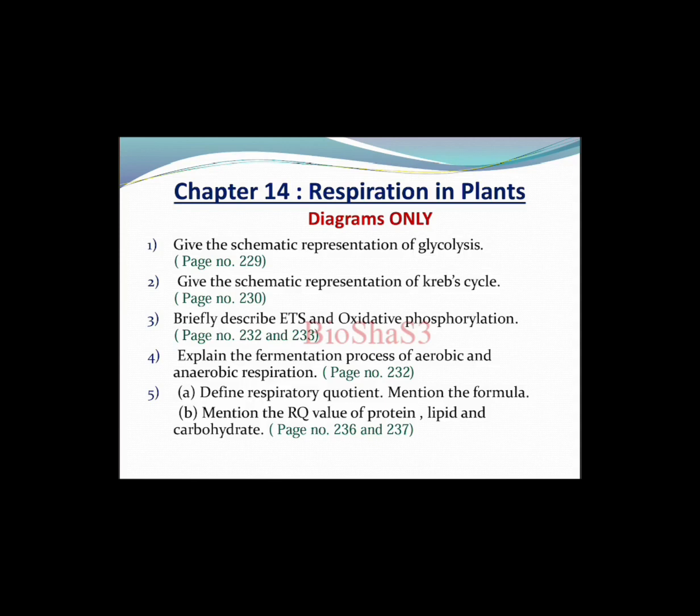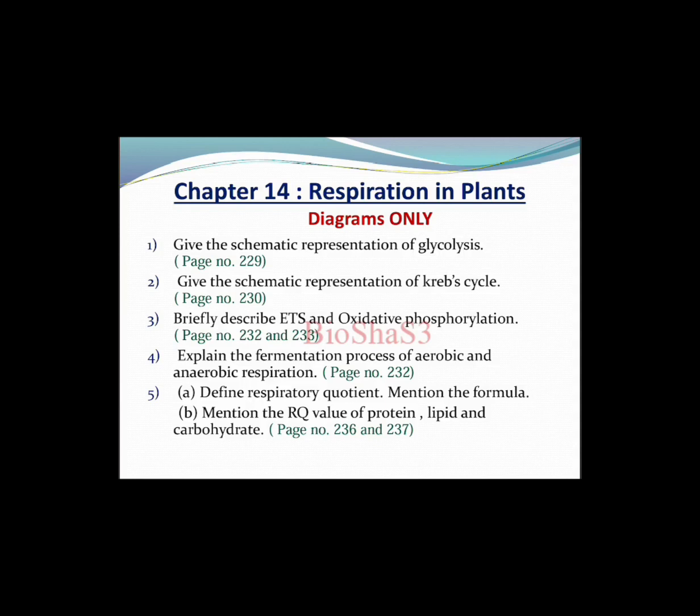Then briefly describe ETS and oxidative phosphorylation. Here you have to describe what is meant by electron transport system and what is meant by oxidative phosphorylation. Then the important question is, explain the fermentation process of aerobic and anaerobic respiration. There are 2 types of respiration, that is aerobic in presence of oxygen, and in absence, how it happens. So aerobic and anaerobic.